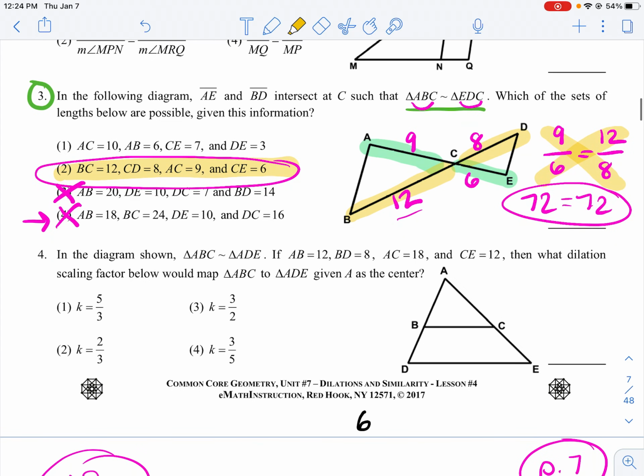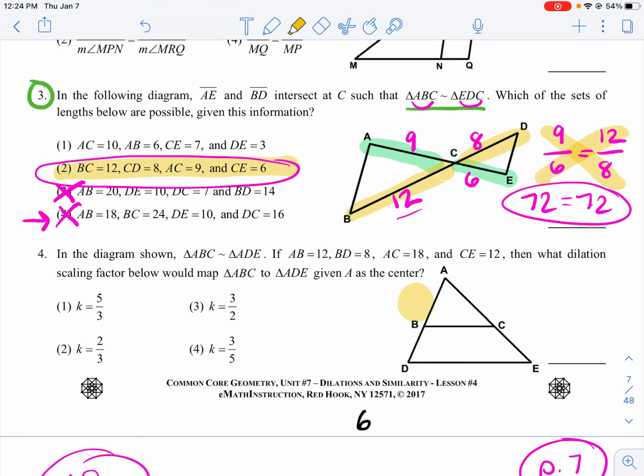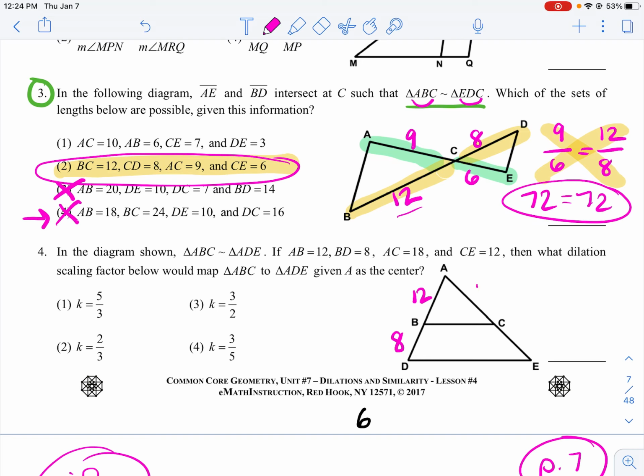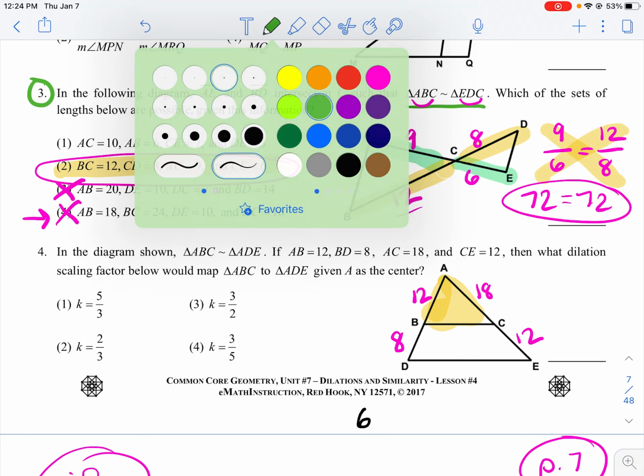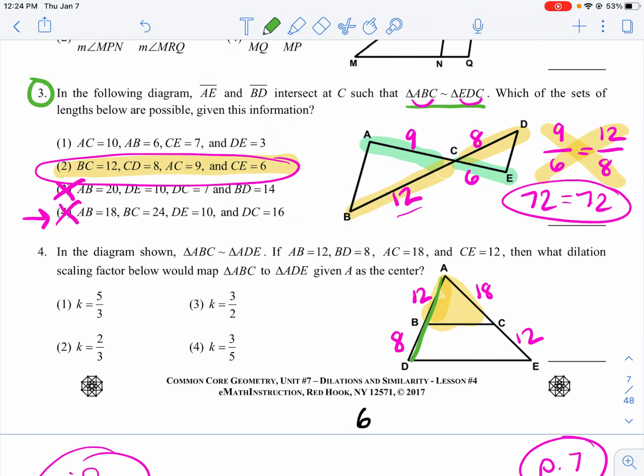Okay, let's look at number 4. And again, we want to make this as visual as possible for us. So if I look here, A to B is 12. B to D is 8, A to C is 18, and C to E is 12. What is a scale factor that would map A, B, C to A, D, E? So it's going to be a number that is greater than 1.